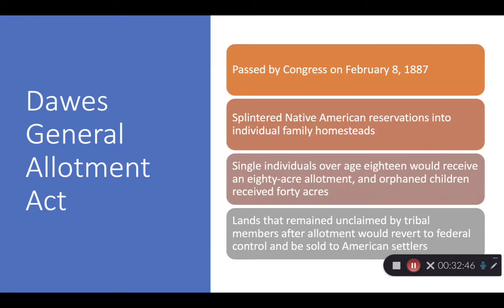So the Dawes General Allotment Act was passed by Congress on February 8, 1887. This splintered Native American reservations into individual family homesteads, and single individuals over 18 would receive an 80-acre allotment, and orphan children received 40 acres. Lands that remained unclaimed by tribal members after allotment would revert to federal control and be sold to American settlers.